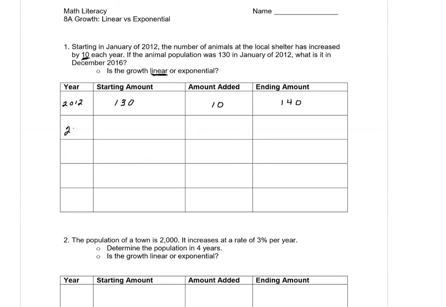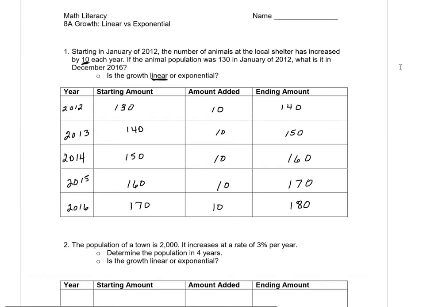So the beginning of 2013, I have 140 animals. I add 10 to that, and I get 150. And so on. So let me complete that table real quick. Okay, and there we can see the rest of the table for problem number 1. At the end of 2016, we end up with 180 animals.